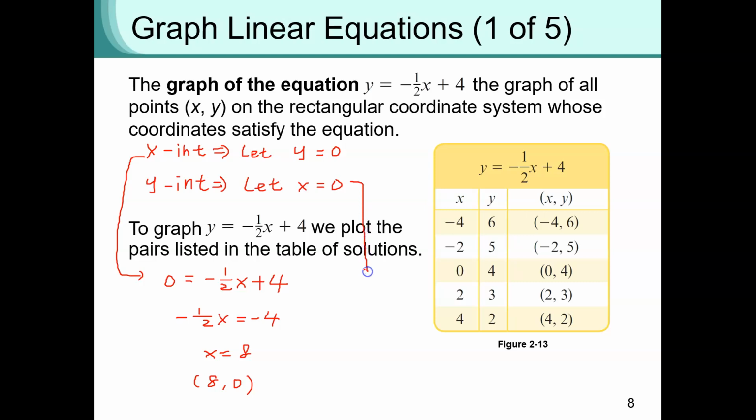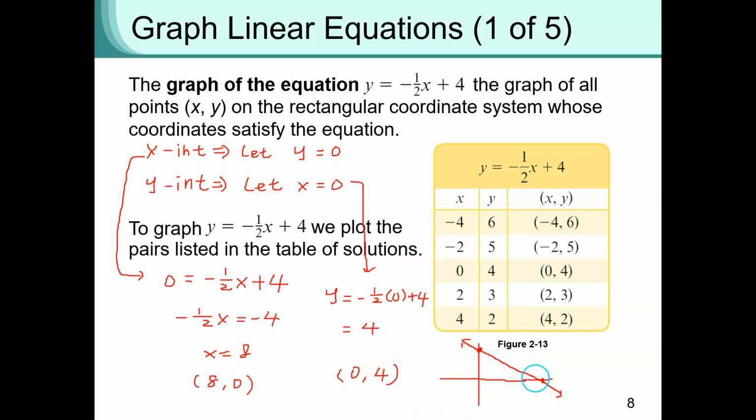Finding the y-intercept, we let x equal 0. So y equals negative half times 0 plus 4. So when x equals 0, y equals 4. So your y-intercept is at 0, 4. Now with these two points, it's sufficient to sketch the graph. So I label 8, 0 about right here, and 0, 4 about here. Combining these 2 points, I can sketch the linear equation.